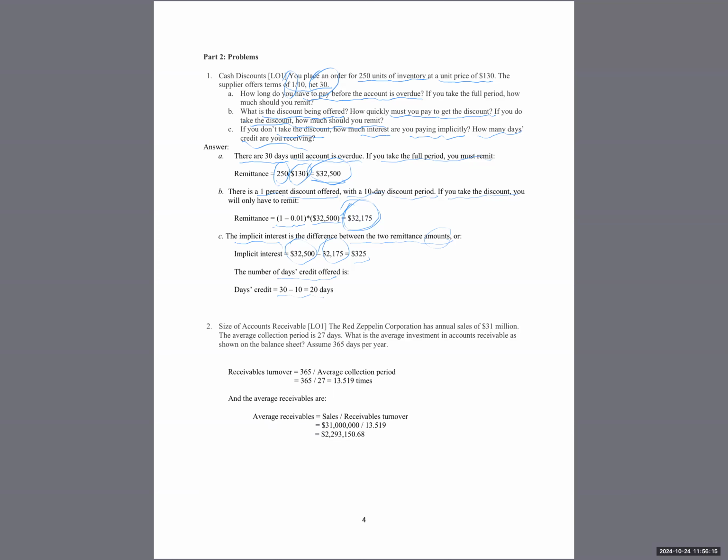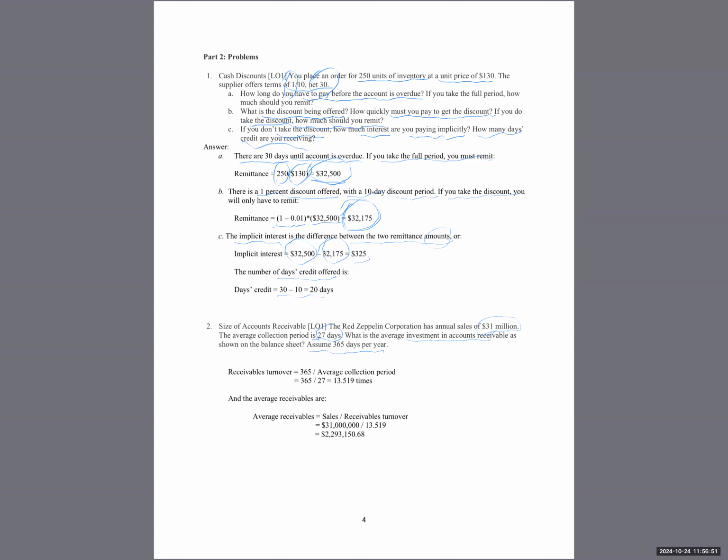Okay, that's question 1. Question 2. The Red Zeppelin Corporation has annual sales of $31 million. The average collection period is 27 days. What is the average investment in accounts receivable? Assume 365 days per year.